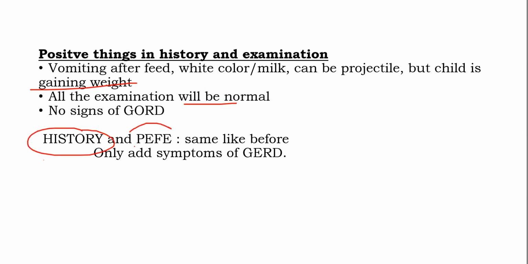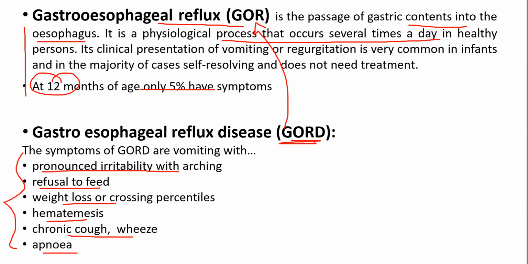Your history and physical examination are exactly the same as before. The only thing you need to add in your history is looking for complications. Few things you have to ask. Irritability you can find out in the mental status: is your child active, alert, or irritable? Then ask about sleeping and feeding. Weight loss will also be covered in the well baby questions. We only have these three questions to ask.